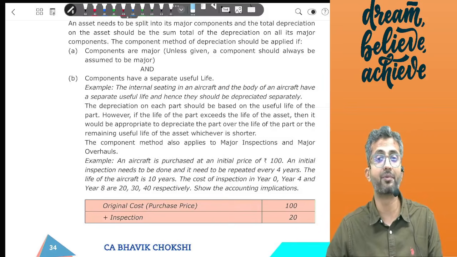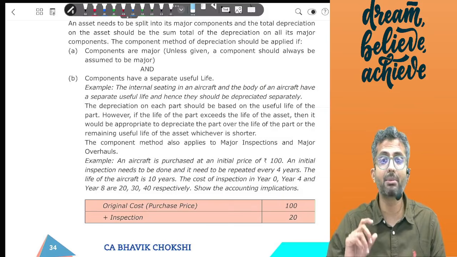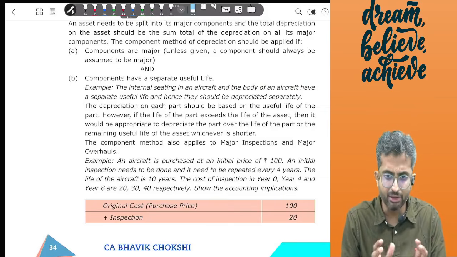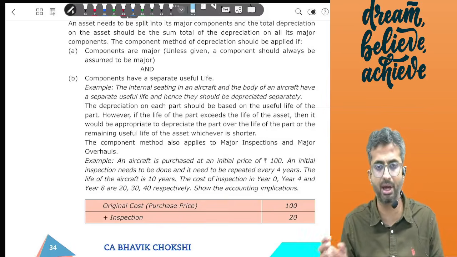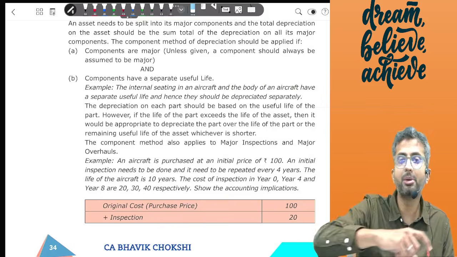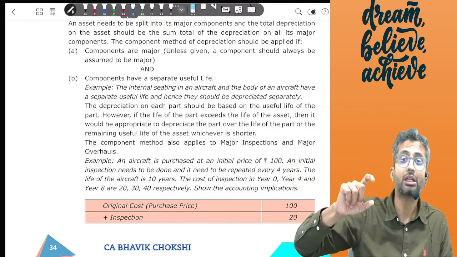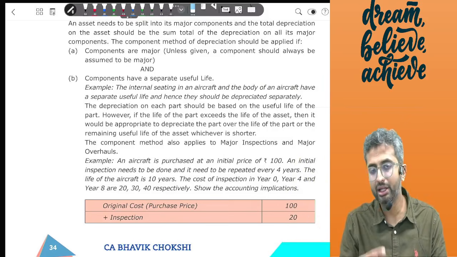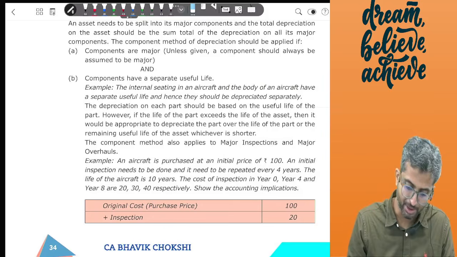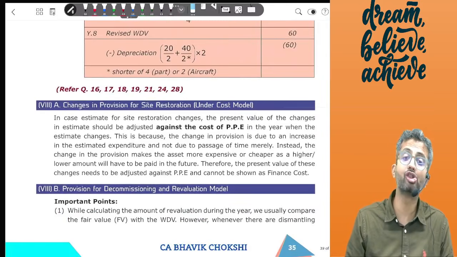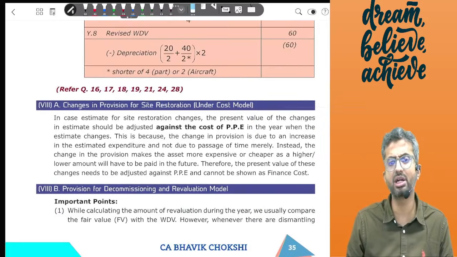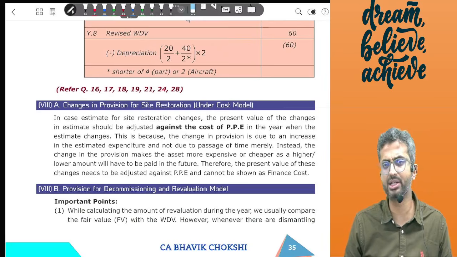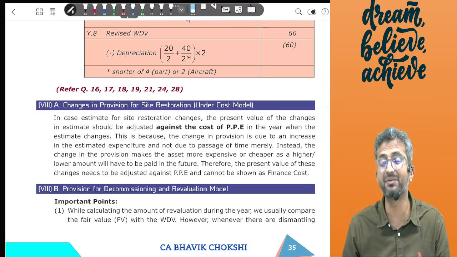Now, the aircraft has a life of 10 years, but my fit to fly certificate has a life of, let us say, only 4 years. In which case, out of my total 120 ledger balance for the aircraft, 100 will be depreciated over 10 years, whereas the 20 rupees will be depreciated only over 4 years. Thereby, the component method will be applicable, and you will depreciate the aircraft at 100 divided by 10, that is 10, and 20 divided by 4, that is 5, so 15 per annum.